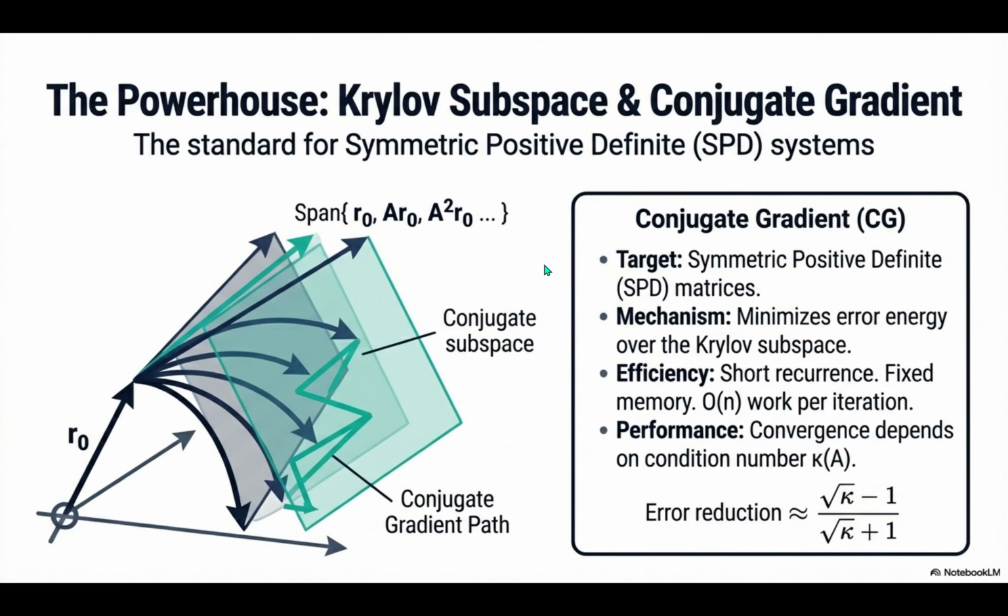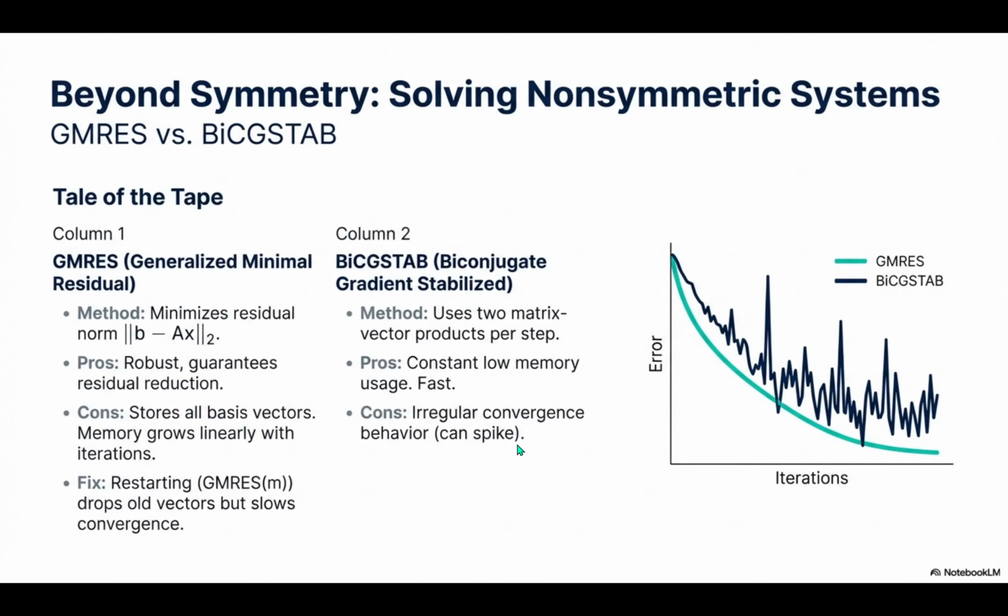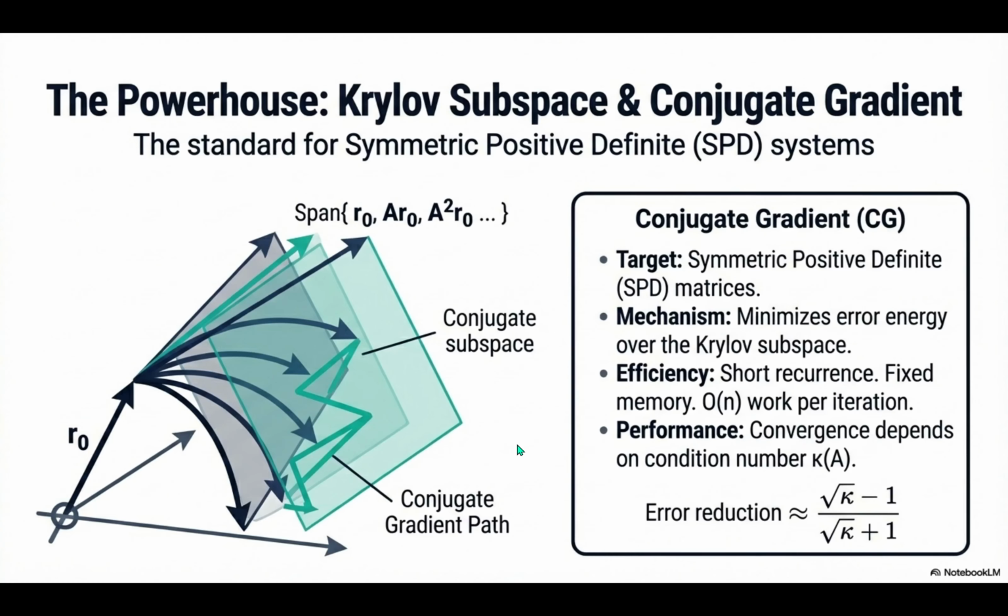It minimizes something called the energy norm of the error. It guarantees that every single step takes you closer to the solution in the most optimal way possible. It never backtracks. And it has what we call superlinear convergence. Which means? It starts off kind of slow, but as it learns about the matrix, it accelerates, gets smarter as it goes. That sounds perfect.